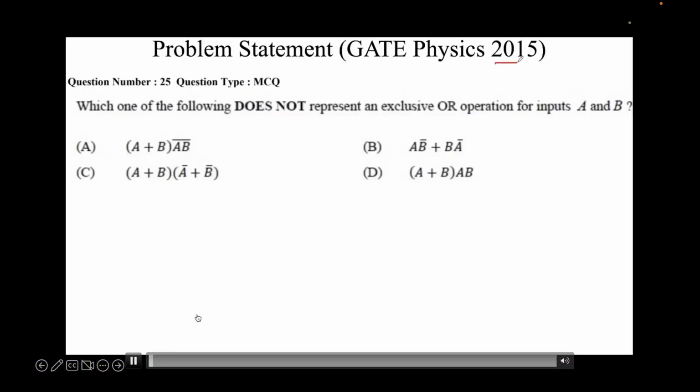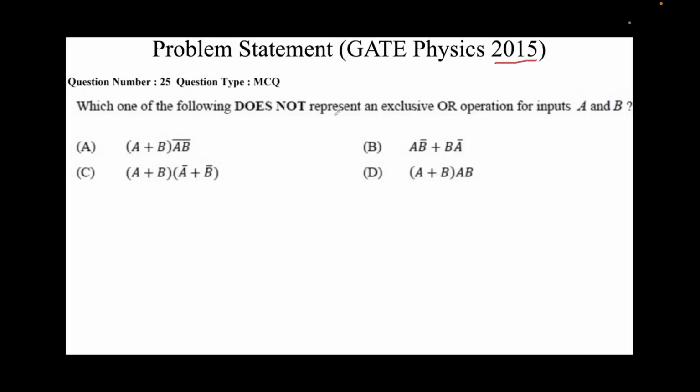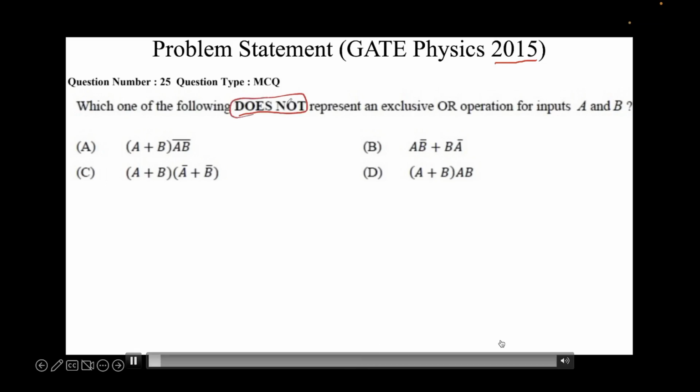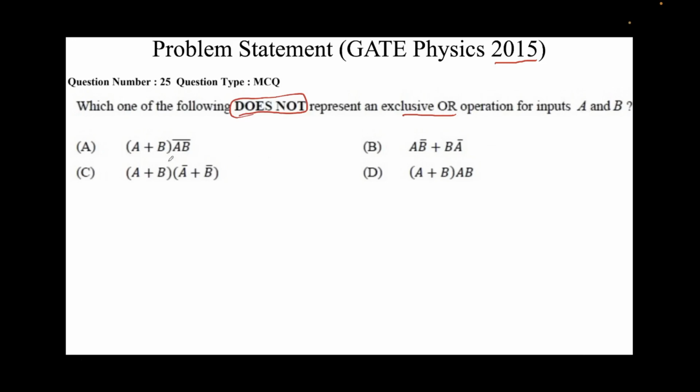The problem statement from GATE Physics 2015 paper reads as follows. Which one of the following does not represent an exclusive OR operation for inputs A and B? So there are two inputs given, A and B, and we need to find which one of these following does not represent an XOR operation. These are the four options. This is a multiple choice question with only one correct answer, and we need to find the correct one.